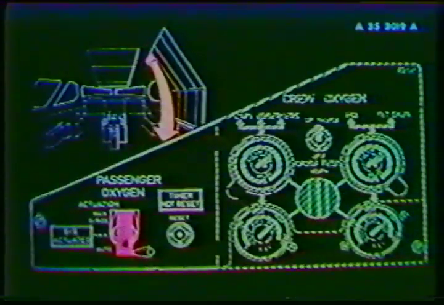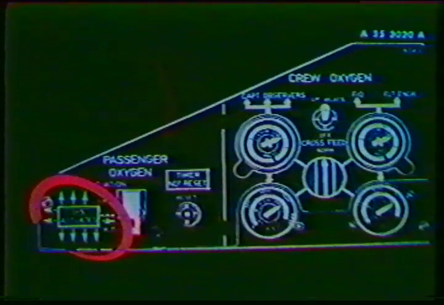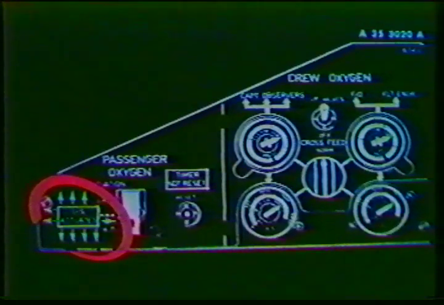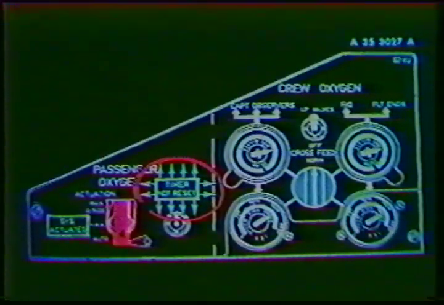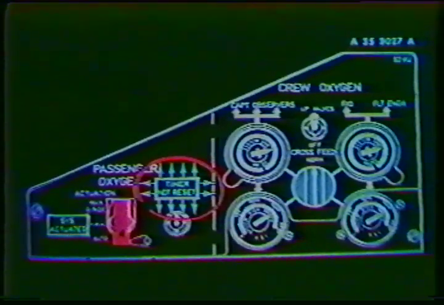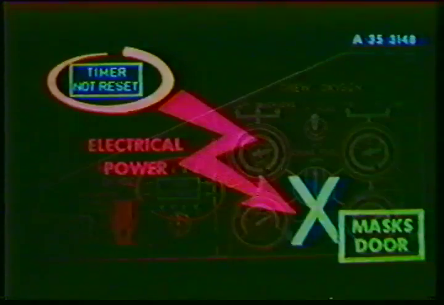The passenger oxygen control panel is located on the second officer's panel. A system-actuated green light, when illuminated, confirms the opening of the mask container doors. 25 seconds after the system has been activated, a blue timer not reset light will illuminate to indicate that the electrical power used to open the mask container doors has been removed.